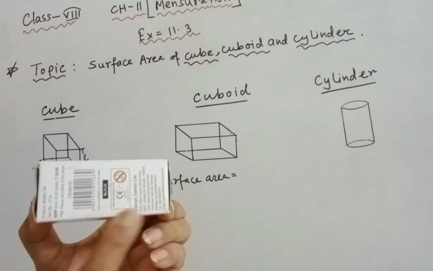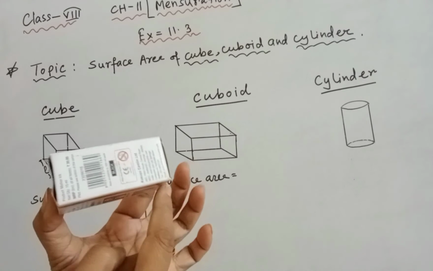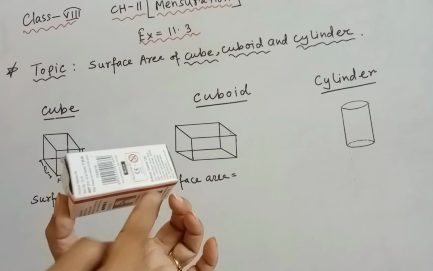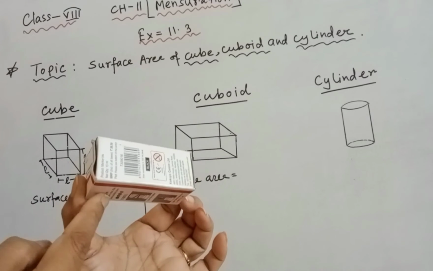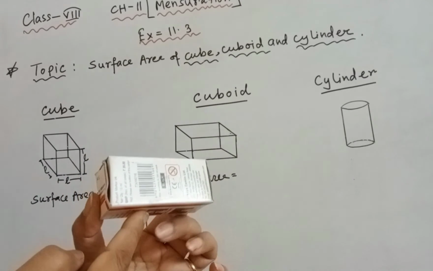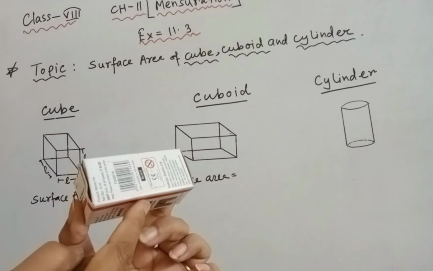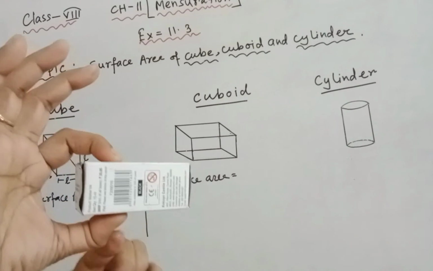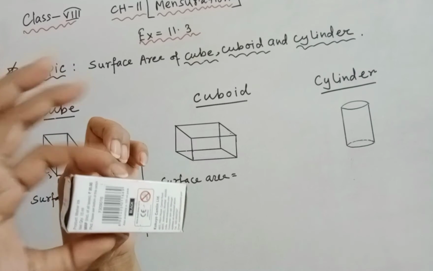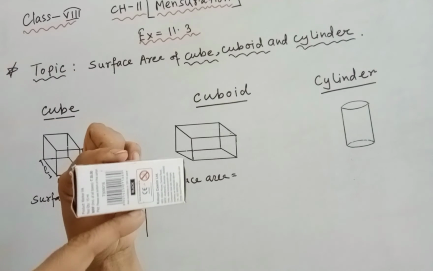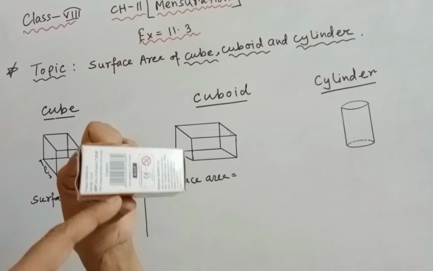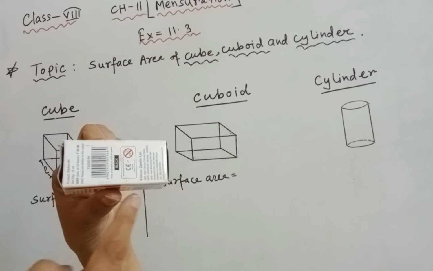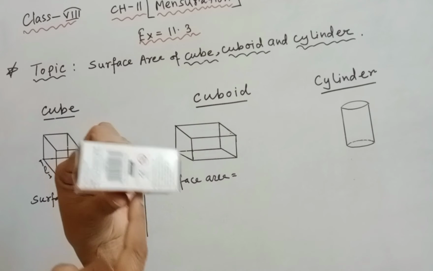Say this is length and this is breadth. Then this portion will be L into B. LB is the area of this portion. Similarly this portion also LB. See, floor and roof, top and bottom, L into B. Is it clear? If this is L and this one is breadth, then the area of this portion will be LB.